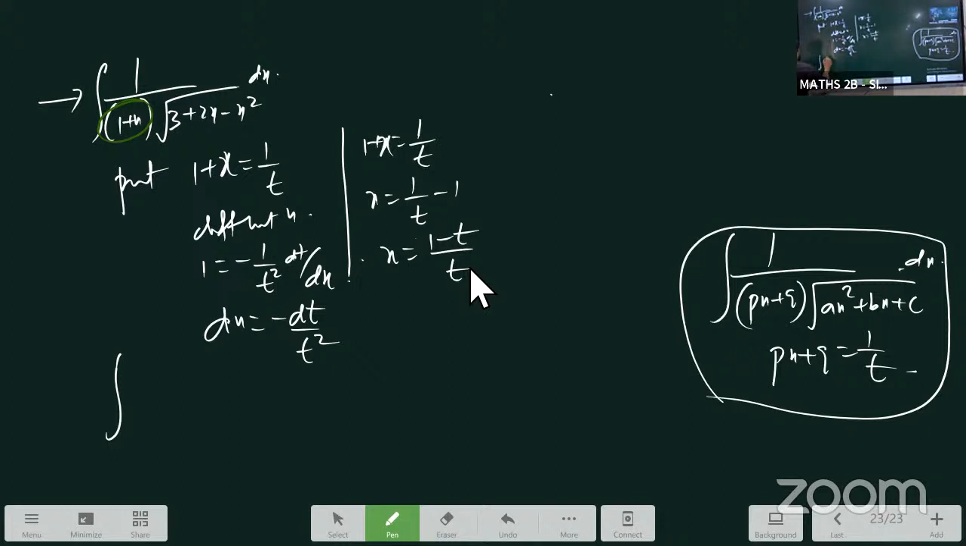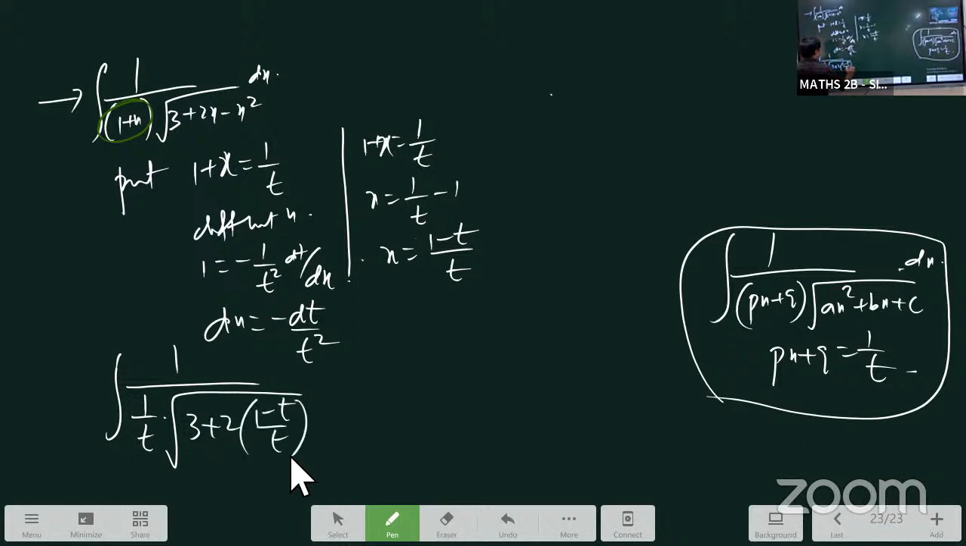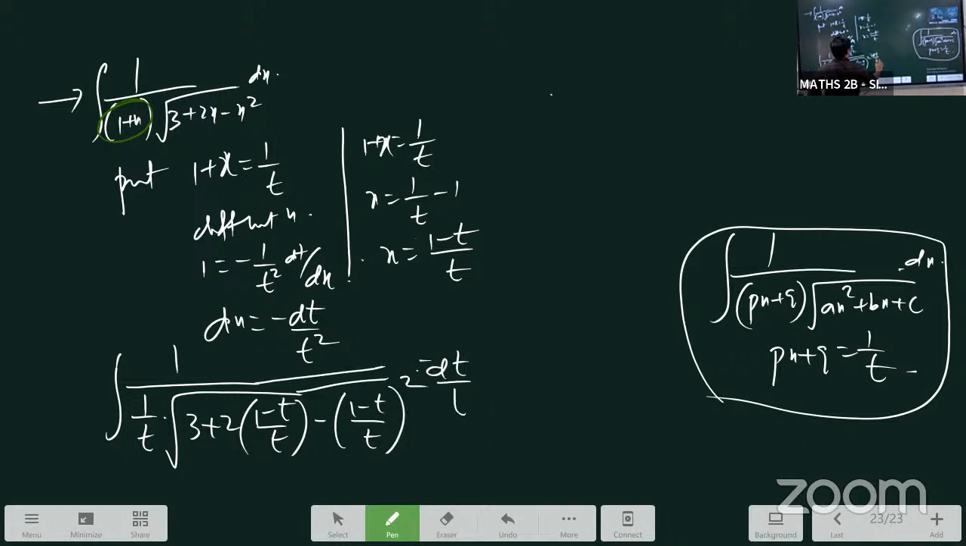Now replace everything. So 1 by, this is 1 by t. This is under root of 3 plus 2 into, what is x? (1 minus t) by t, minus ((1 minus t) by t) whole square. And dx is minus dt by t square. This is what you should know.